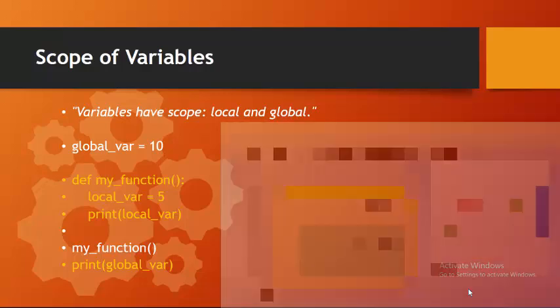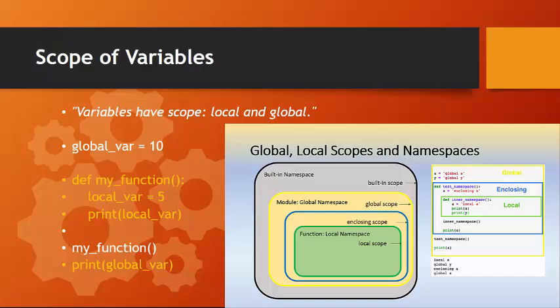Another important aspect of variables is scope. The scope of a variable refers to where in the program the variable can be accessed. There are two main types of scope, local and global. A variable declared inside a function is local to that function and can't be accessed outside of it. A global variable, on the other hand, is accessible throughout the entire program.